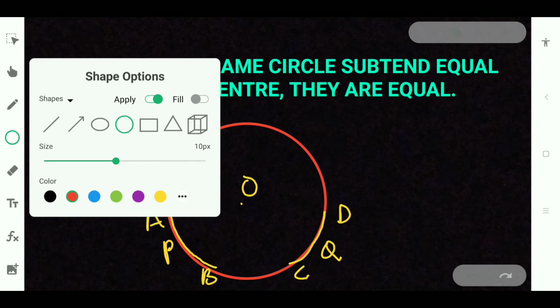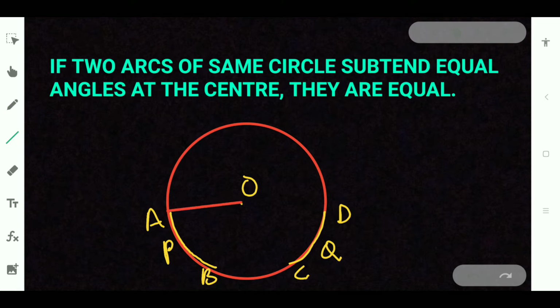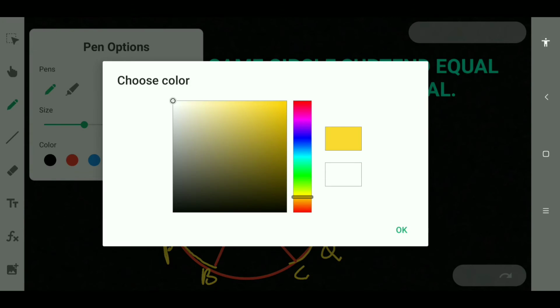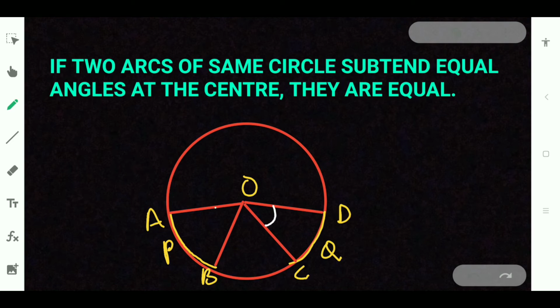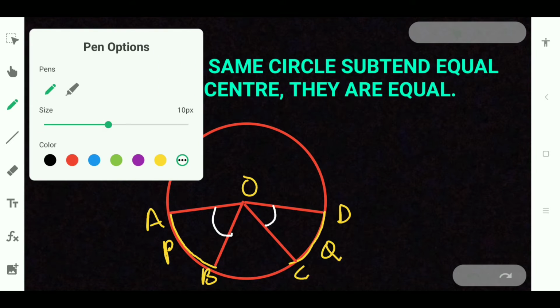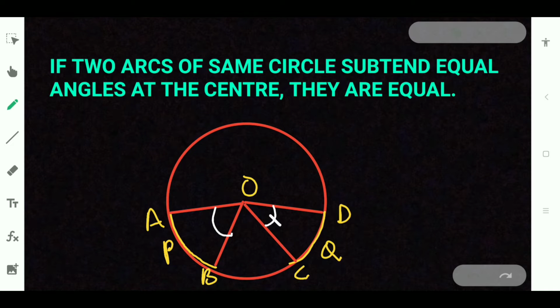What does this sentence mean? From the starting point of the arc, let us draw two lines like this to the center, and two lines like this. This is the arc and here it is forming an angle, and here also it is forming an angle. So if these two angles are equal, then these two arcs are equal. This is what exactly the sentence meant.